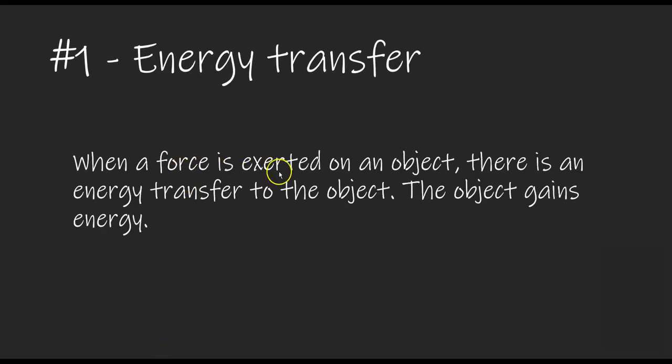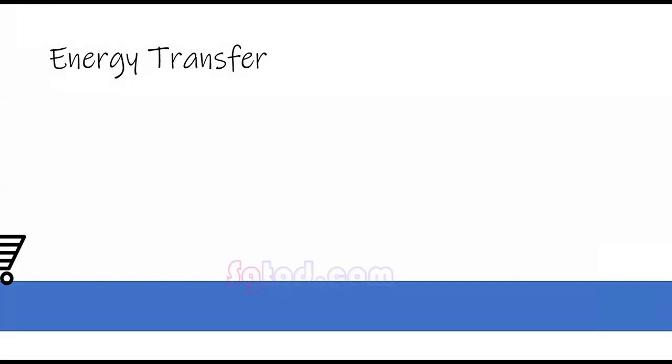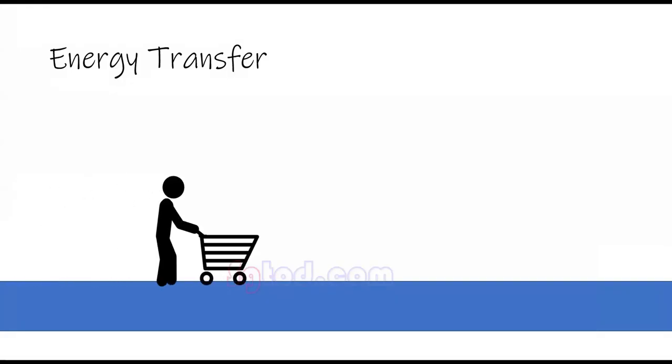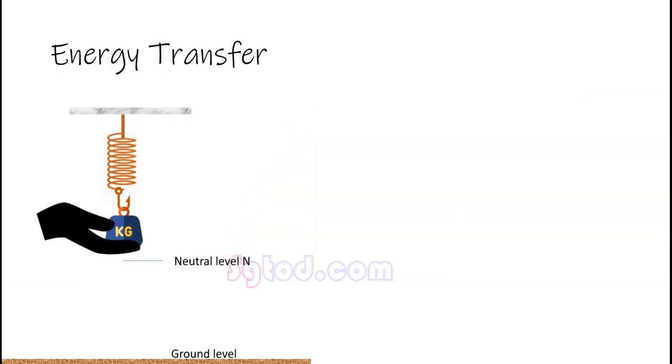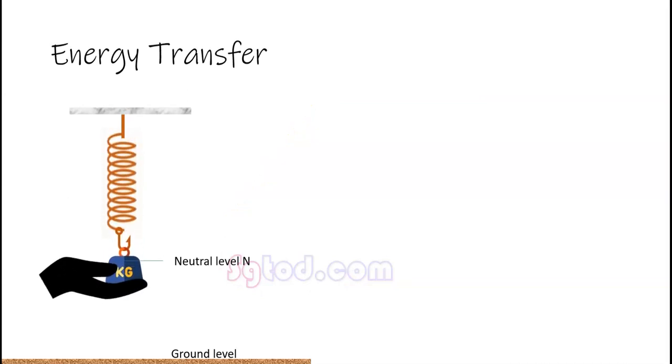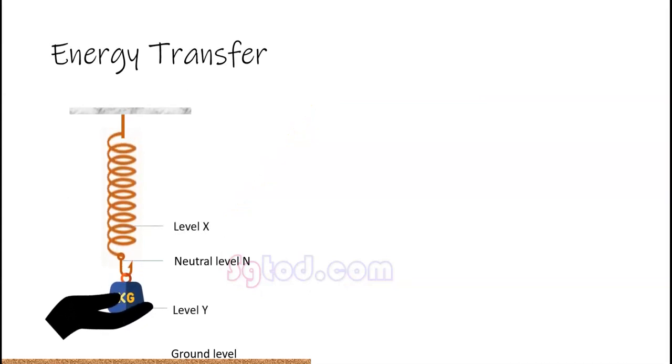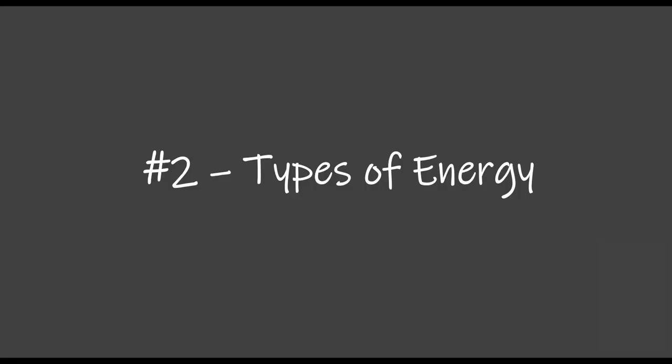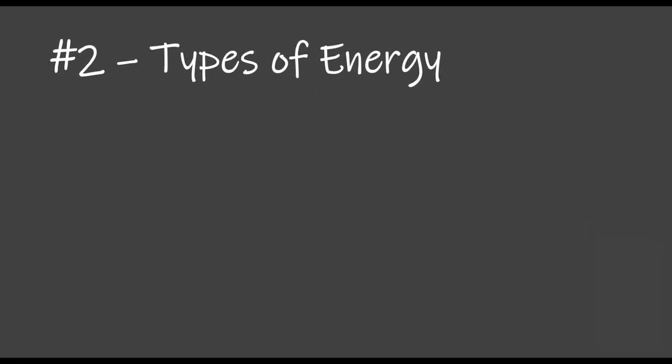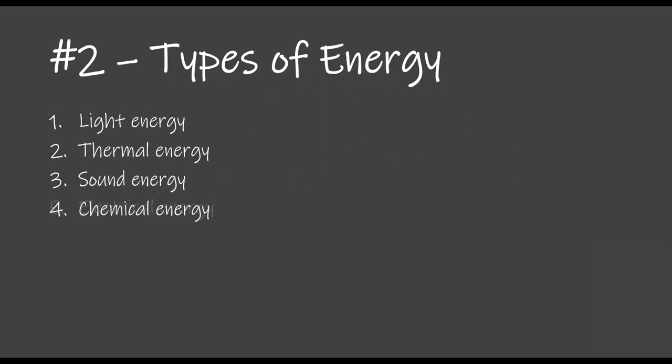When a force is exerted on an object, there is an energy transfer to the object. The object gains energy even though we cannot see the transfer of energy. So when we exert a force on any object, whether we are pushing a cart, lifting weights, raising a pendulum, or compressing or pulling a spring, we are actually transferring energy to the object even though we cannot see it.